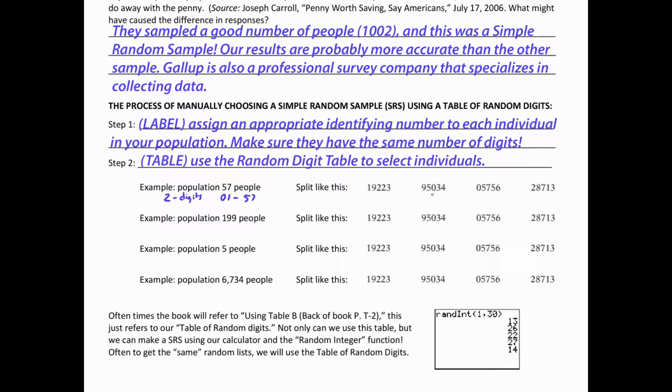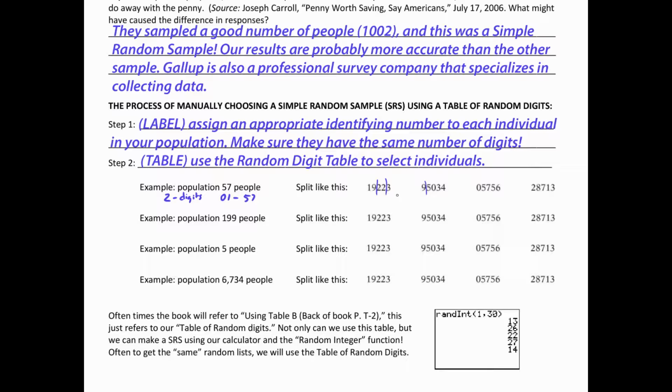Now your table is going to have a long string, and they're kind of separated into clumps just to make it a little easier to read. My clumps need to be 2 digits long since I have a population that's 57. So I would split it up kind of like this. 19 and then 22 because those are 2 digits each.